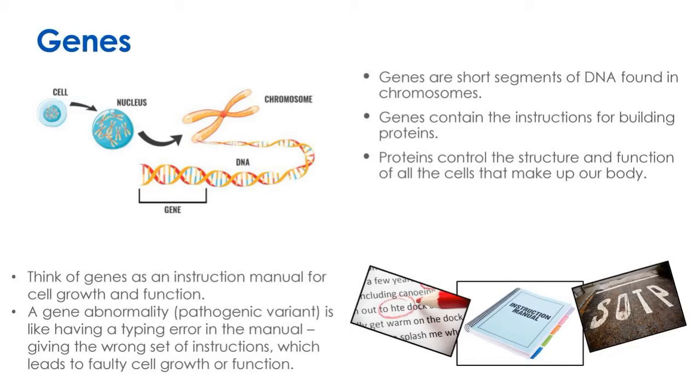make up our body. So we can think of our genes as though they are the instruction manuals of life, and they also are the manual for cell growth and every function that happens in our body. And a gene abnormality or a pathogenic variant is like having a typing error in this manual. And this then gives the wrong set of instructions, which leads to faulty cell growth or function when we are talking specifically about cancer.